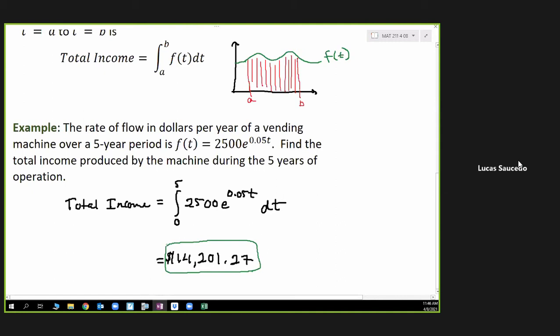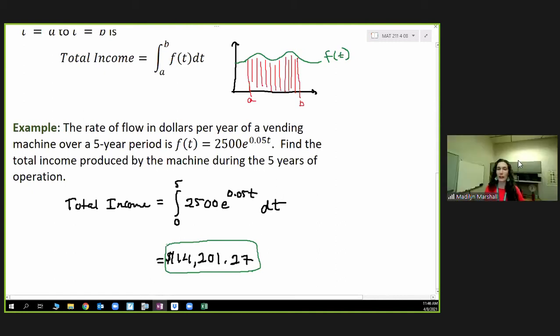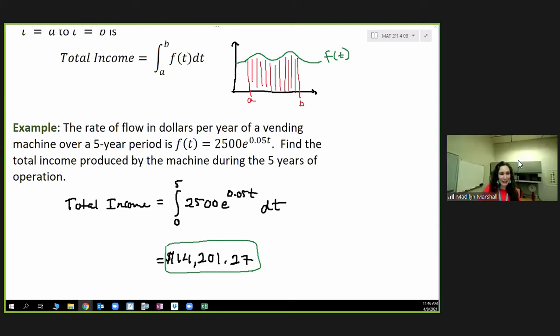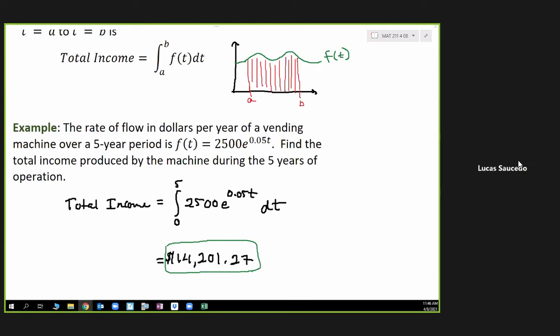So that's it for that one. We're given this function. We're looking at the 5-year period. So we're just starting that time at 0 and going up to 5 years. Doesn't e usually represent like rate of natural growth? Yes, or decay. So how does that relate to a vending machine?